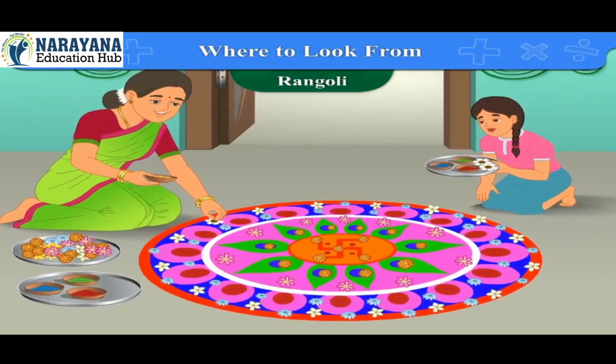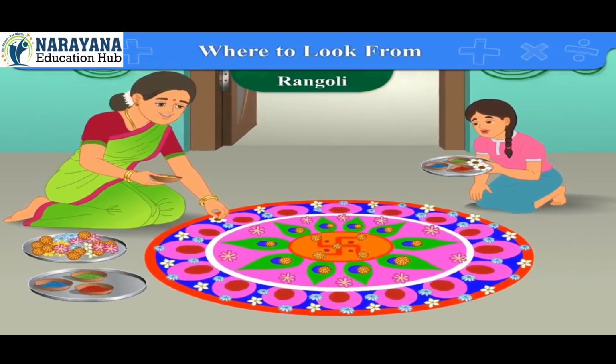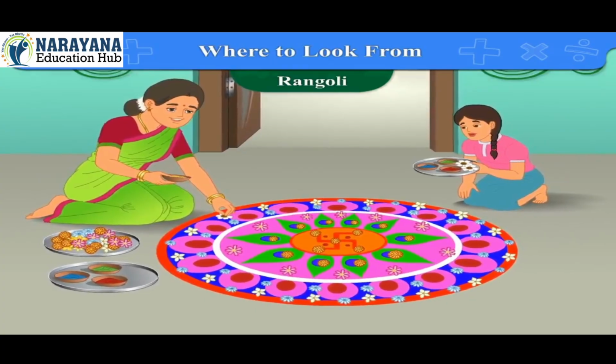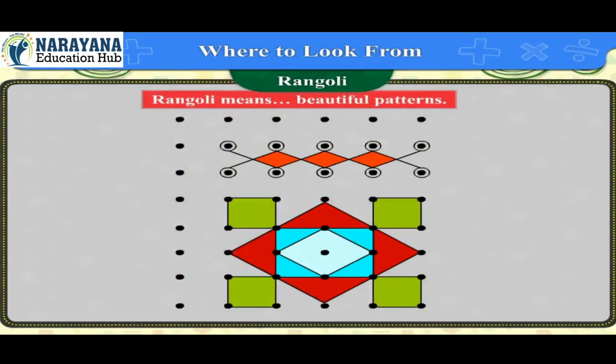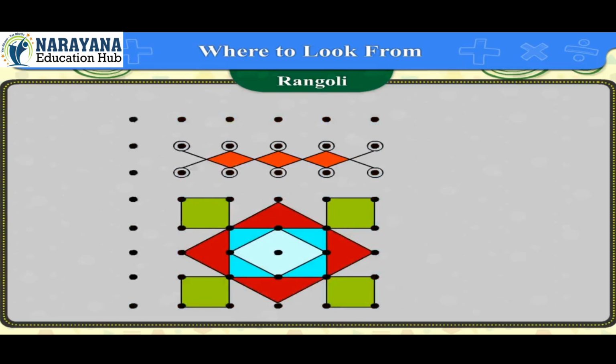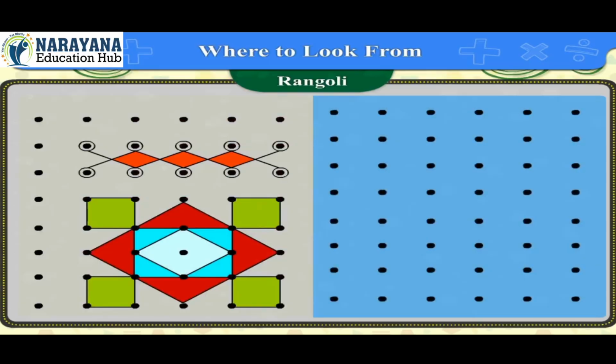The rangoli is made by using colors and flowers. They make rangoli by using dots. Rangoli means beautiful patterns. Observe the rangoli shown here very carefully. Here, to make the patterns, dots are given. Also, two samples of rangoli are drawn. How are these patterns made? Let's have a look at it once again.